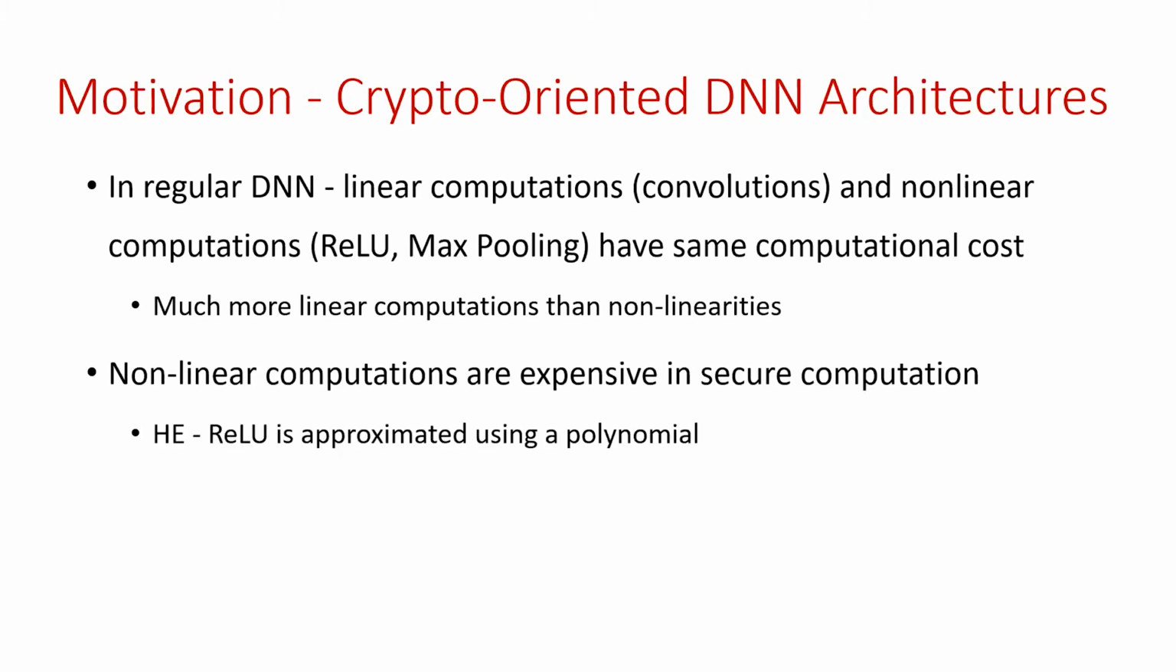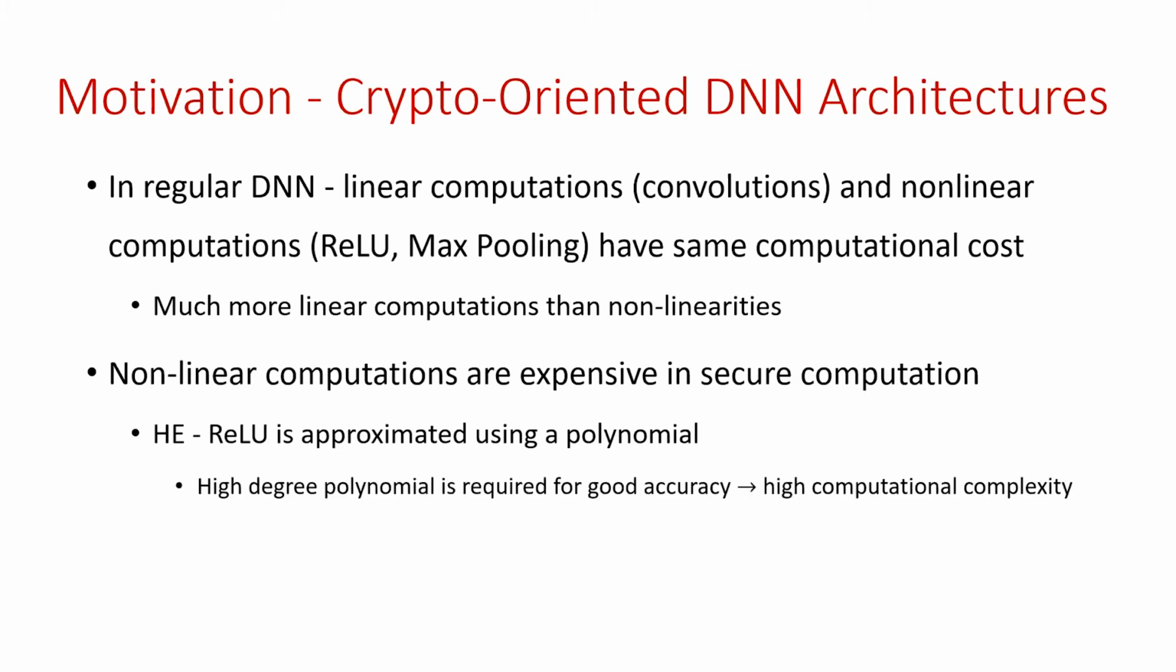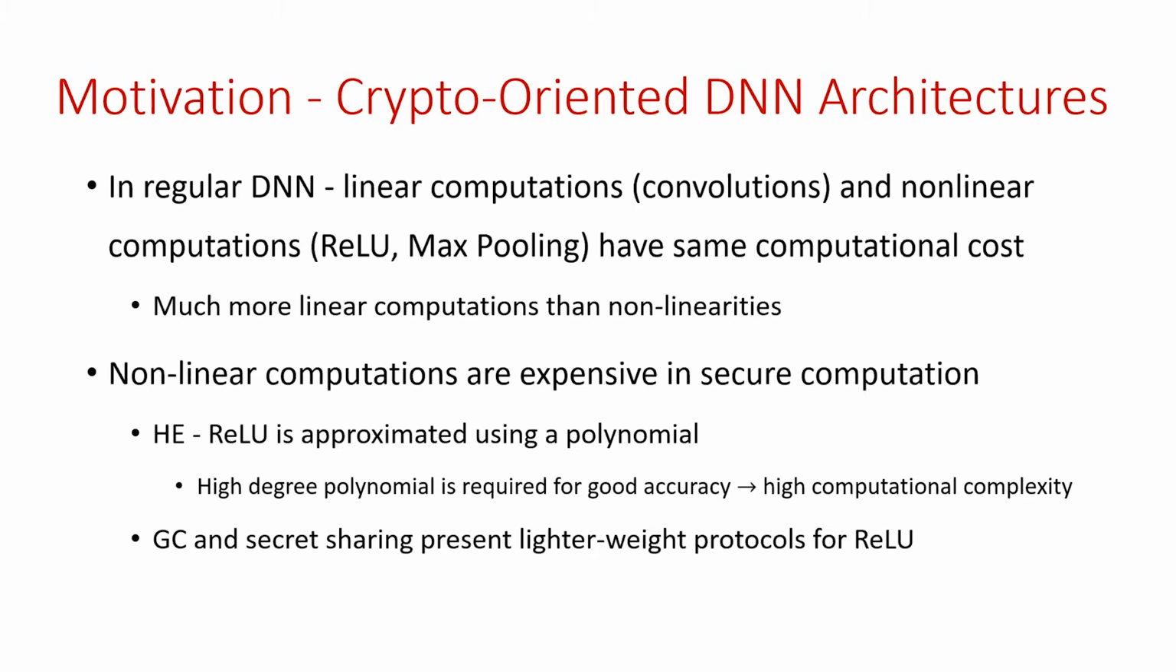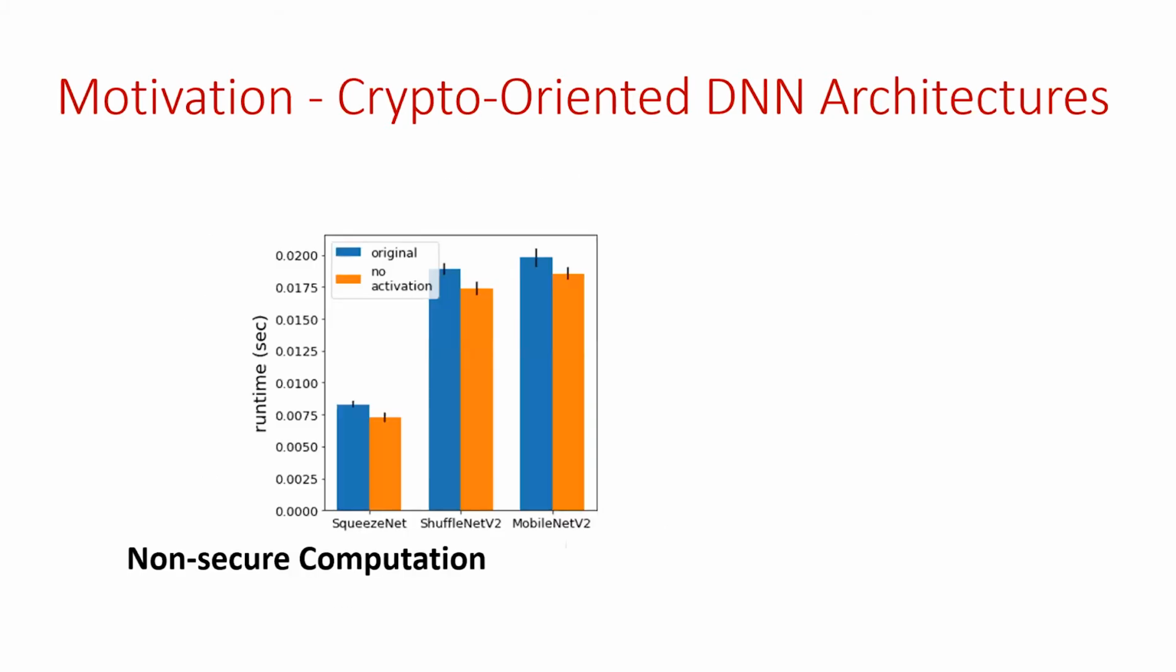So for example, if we consider the ReLU activation, then if we would use homomorphic encryption, we would have to approximate the ReLU activation by a polynomial. And in order to achieve good accuracy, we would need to use high degree polynomials, which also comes at the cost of high computational complexity. We can use garbled circuits or secret sharing, which presents us with lighter weight protocols, but they also come at the cost of high communication complexity. To further demonstrate this, we took 3 architectures that were already optimized for regular efficiency.